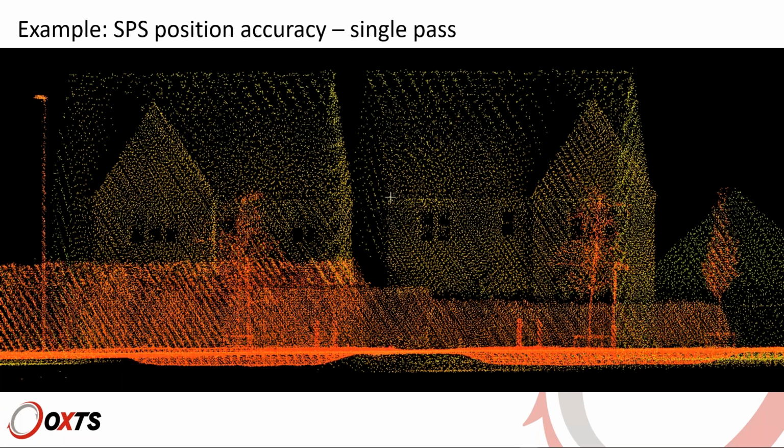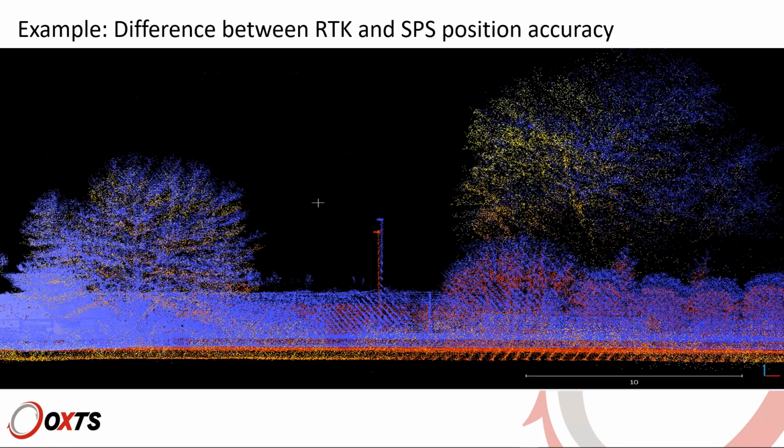So looking at this, you might think that even if you don't have a great position accuracy, just by avoiding multiple passes, you can get away with it. So this is only true if you do not care about absolute position accuracy. Another example here, we have 2 point clouds on top of each other. The blue one is obtained with RTK position accuracy. The red one is obtained with SPS position accuracy. So you can see that the red lamppost is not in the same position as the blue one. There is a shift to the left and down.